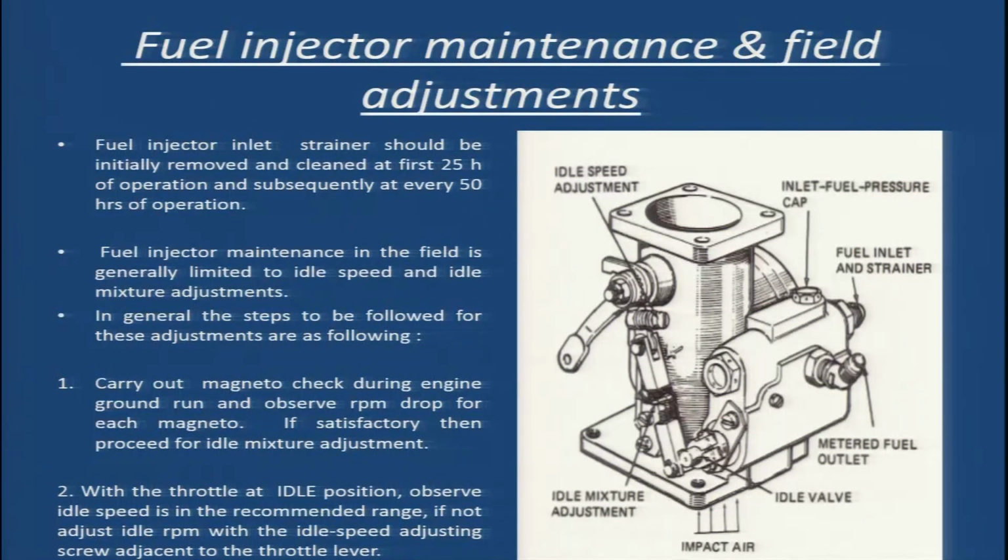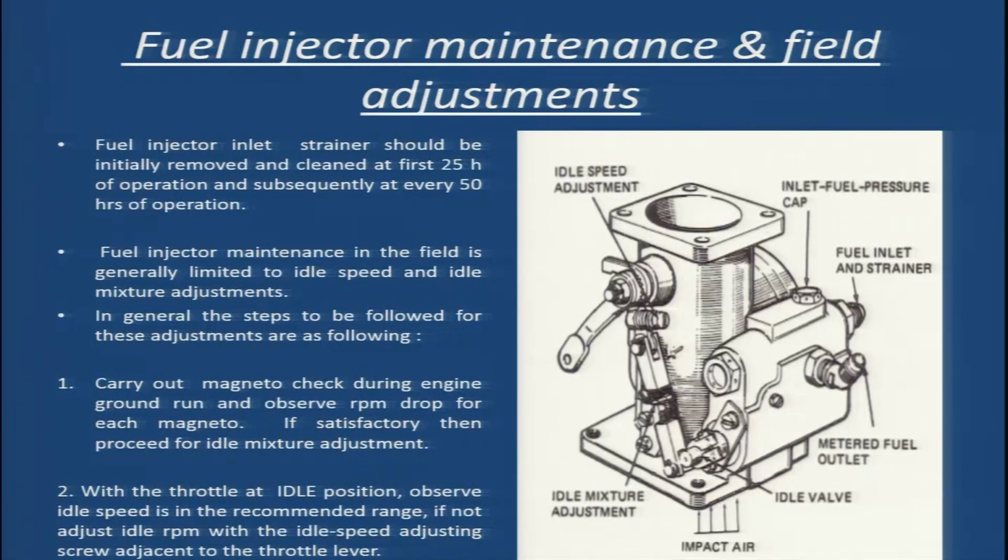The general steps are: carry out a magneto check during engine ground run and observe the RPM drop for each magneto. So, before attempting any adjustment on the injector, we need to do a proper engine ground run up. During the ground run up, we will check the magnetos. We will study the magnetos in our next lecture. We will do an ignition check and check the drop in the magnetos. If everything is satisfactory, then only we will proceed to idle mixture adjustment.